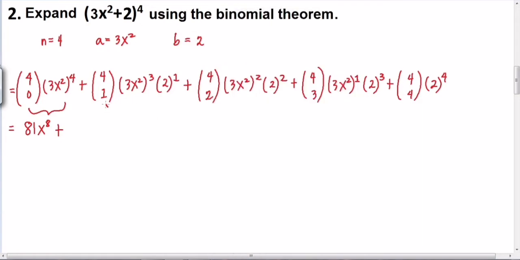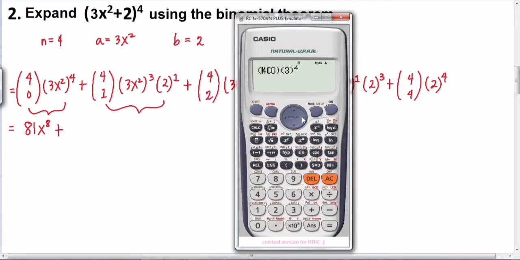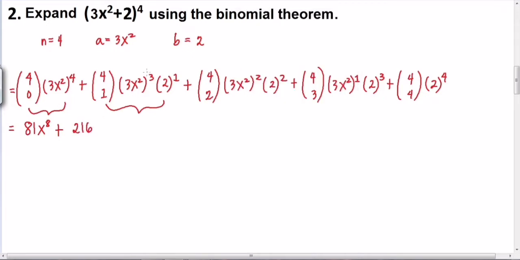Okay? Next one, plus. So, next na tayo. Ito na. So, we have 4c1. And then, we have 3 raised to 3. Huwag niyong pansinin yung x squared. And then, 2 raised to 1. So, equals 216. So, 216. And then, ito. So, x squared raised to 3 would be x raised to 6. Ayan, kasi times nyo to. So, 2 times 3 is 6. Okay? Ito wala namang letter.